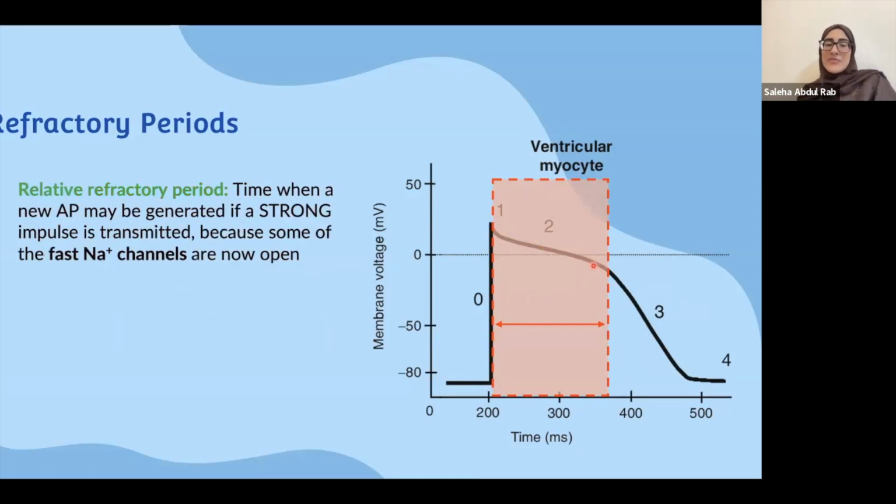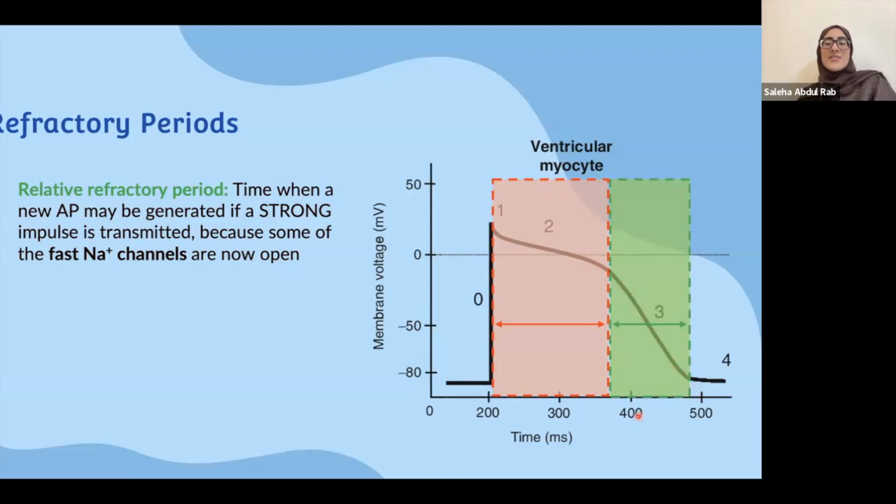Now, a relative refractory period, also known as RRP, is a time where a new AP may be generated if a really strong impulse is transmitted, because now, towards the end over here, sodium channels are starting to open again, the fast sodium channels.